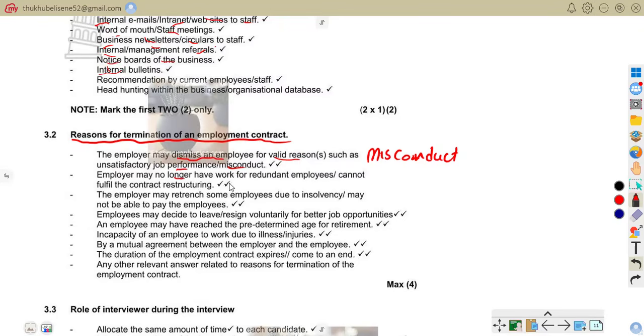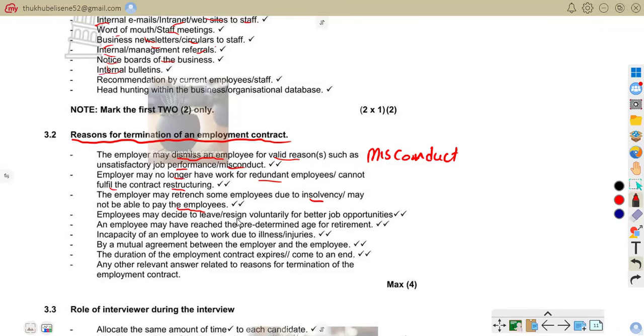Employer may no longer have work for redundant employees or cannot fulfill the contract, restructuring. So here we are talking of retrenchment now. Company trying by all means to downsize. The employer may retrench some employees due to insolvency or may not be able to pay the employees. So we're talking of insolvency where the business cannot pay salaries. They cannot afford to pay salaries, so they have to terminate the employment contracts of the employees.